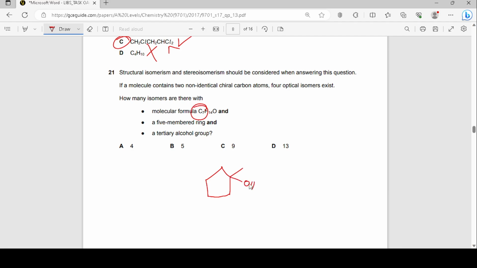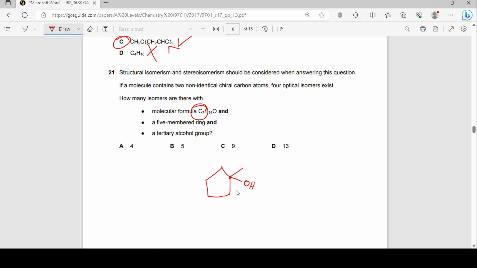So this OH, this is a tertiary alcohol, because the carbon atom attached to the OH is attached to 3 other carbon atoms, right? So again, it's going to be C7H14O, because if you want, you can confirm by counting, and obviously there's only one oxygen. And how many hydrogens are there?